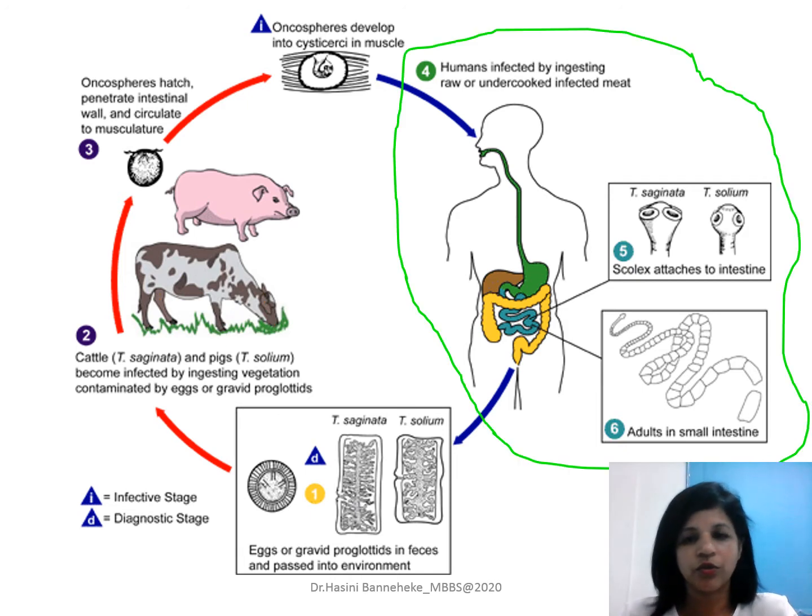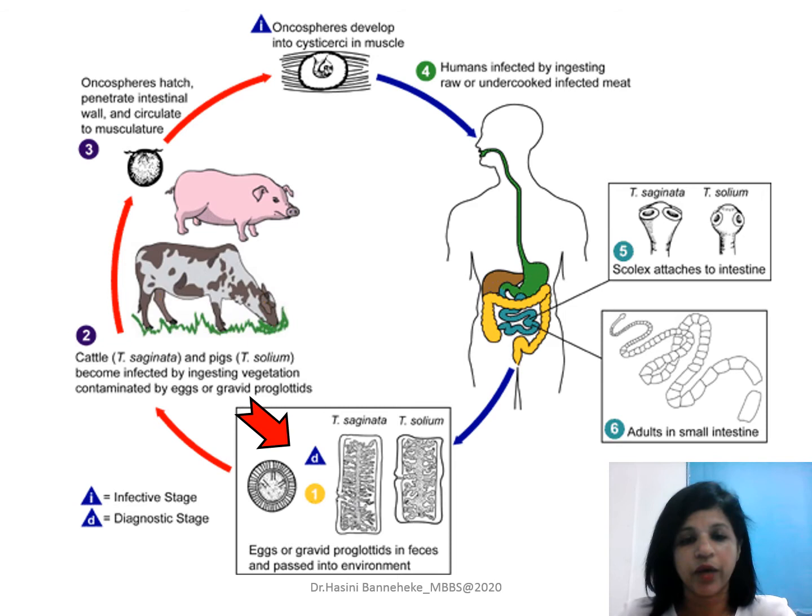So as you know, we are the definitive host, which means we have the adult stage of the cestode in our small intestine. When the worm is gravid, when it has eggs, either the whole gravid proglottids can come out along with the eggs in the feces, or the proglottid can disintegrate inside the small intestine so that the eggs are released directly and come out in the feces. Now these will remain in the environment.